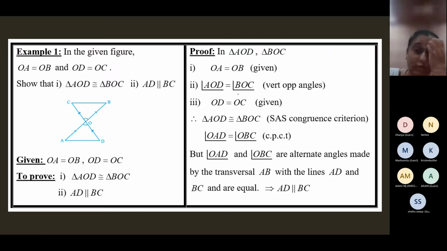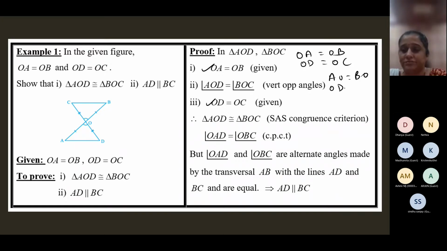Otherwise, what you can do is, see here. Now you have this OA is equal to OB, right? OA is equal to OB, this information. Then here you have OD is equal to OC, OD is equal to OC. Just write this one as AO is equal to BO, and write the other one like this. So AOD, BOC. So triangle AOD is congruent to triangle BOC.